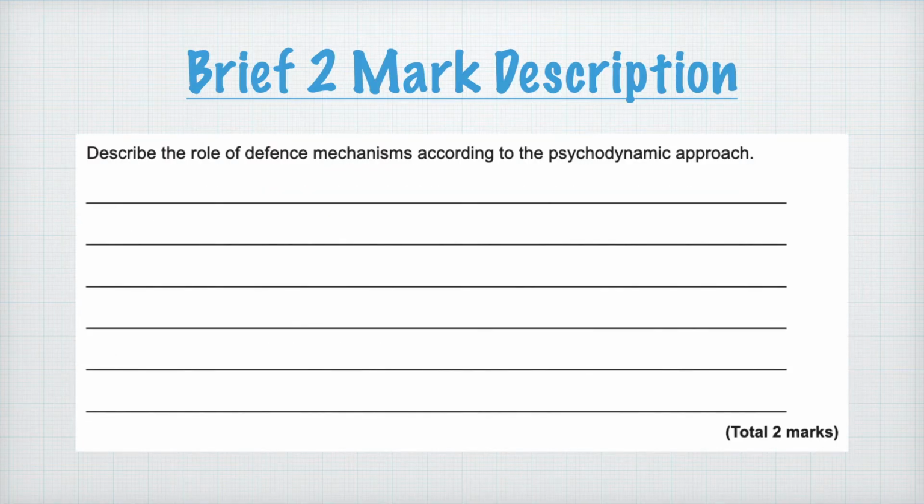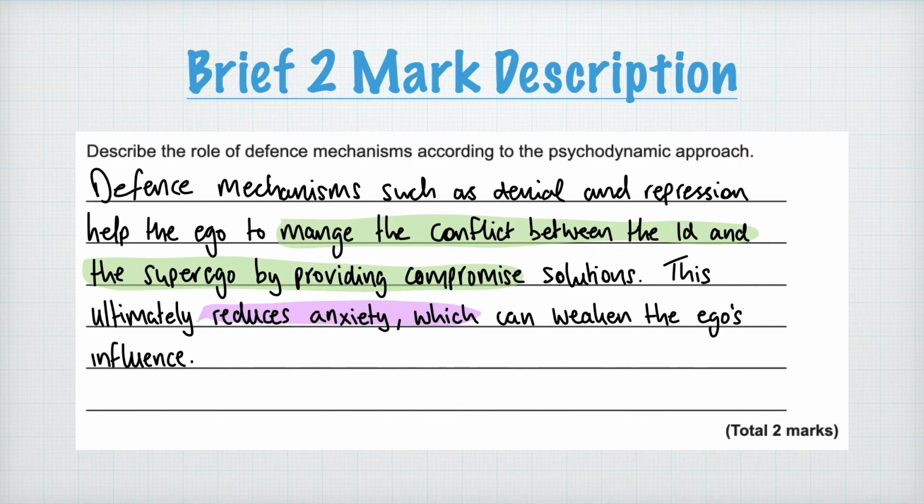So, question number 2 is another 2-marker, but this time it's on the role of defense mechanisms. There's a bit more space to write here, so maybe the exam board are thinking that there's more to say. I've kept it fairly simple, just like with the last question. I've gone for 2 pieces of information, but I've also included some examples.